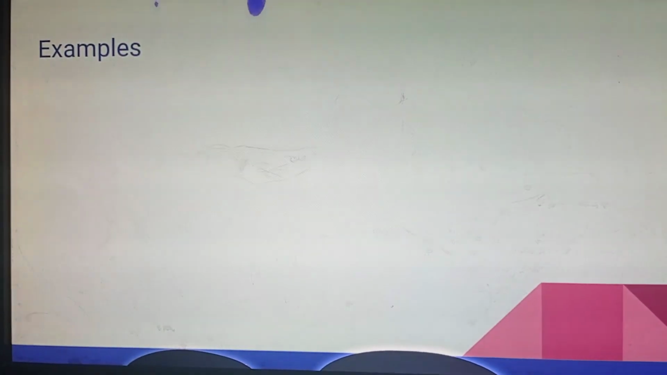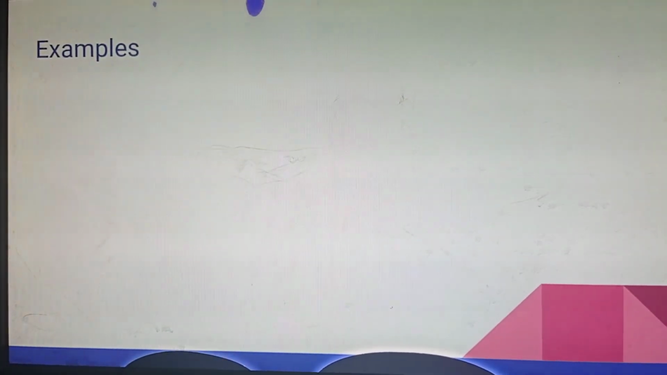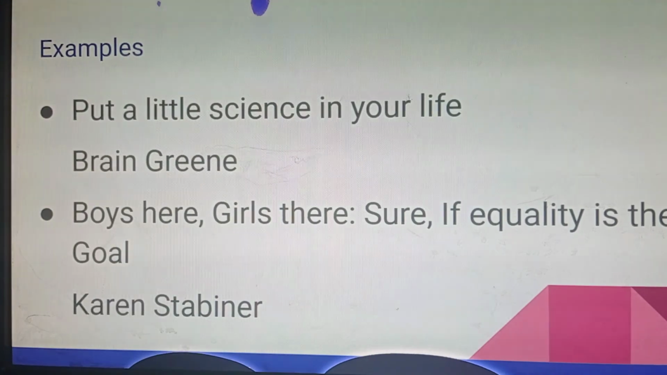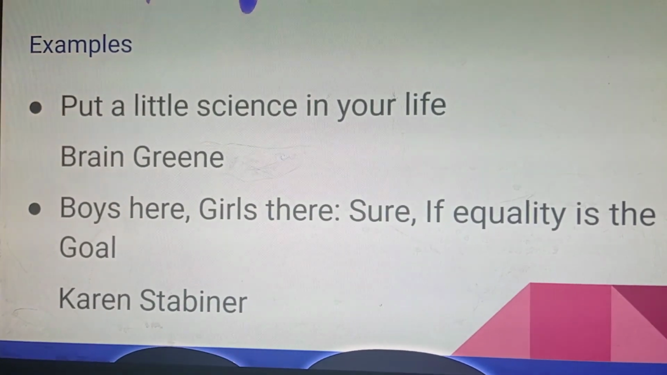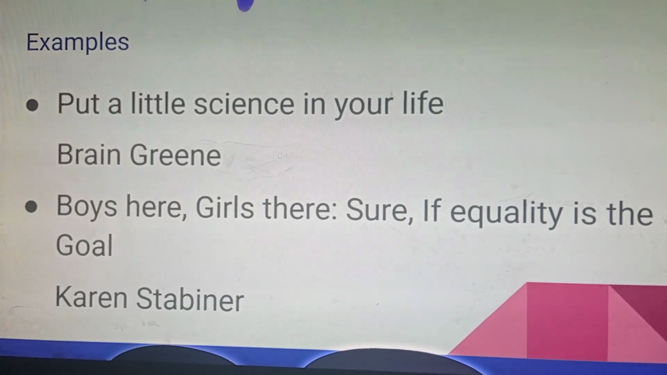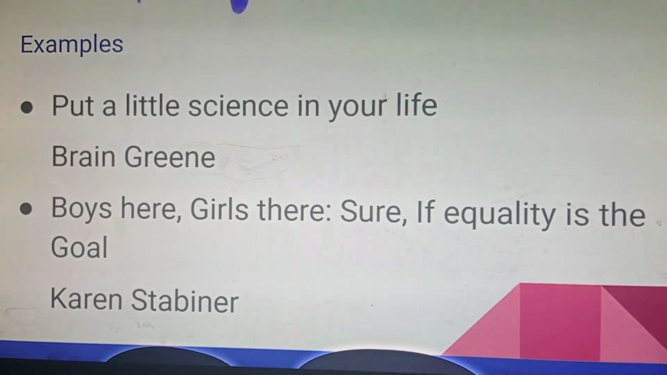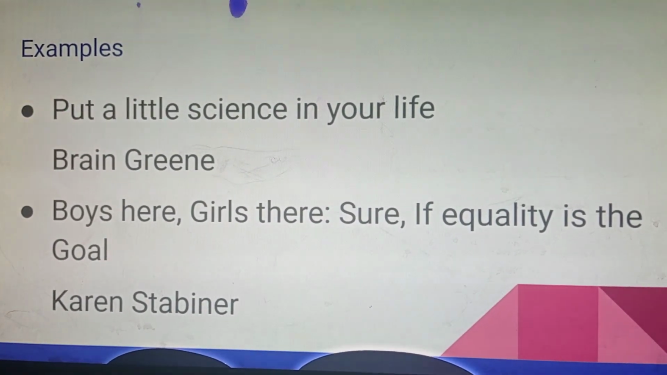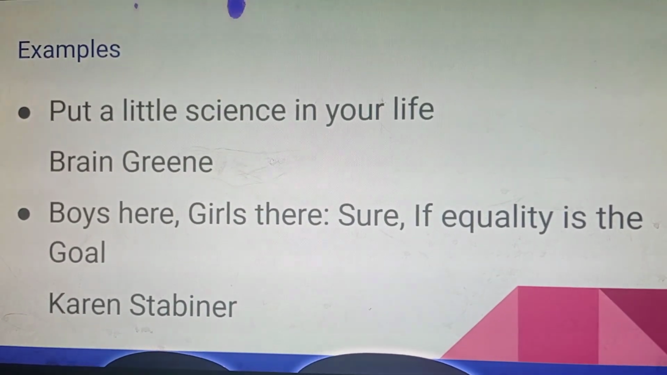Certain examples by which you can write an argumentative essay include Put a Little Science in Your Life, by Brian Greene. Then Boys Here, Girls There, Show If Equality is the Goal by Karen Stabiner.